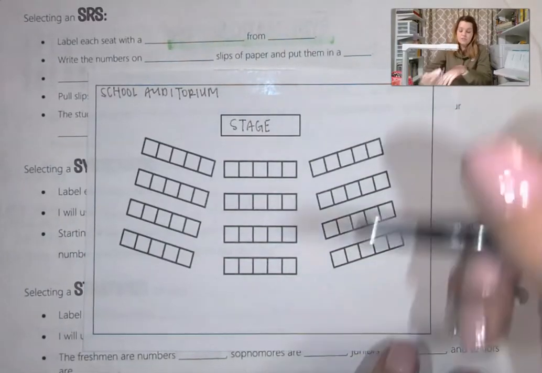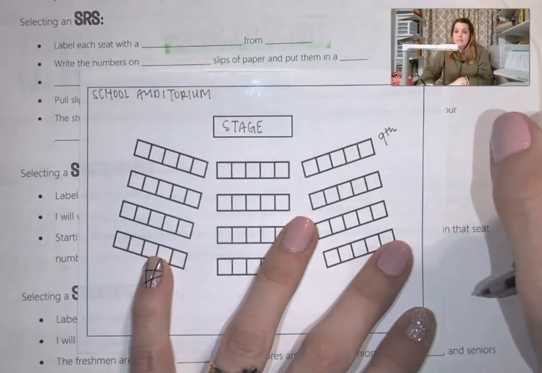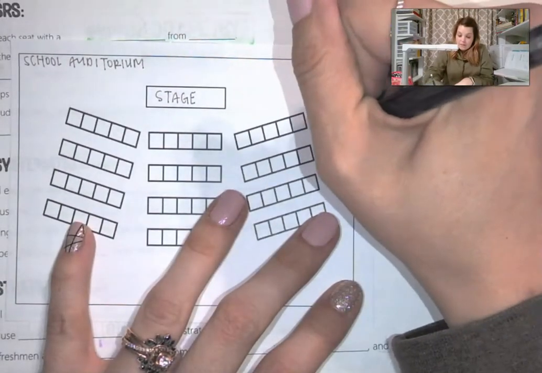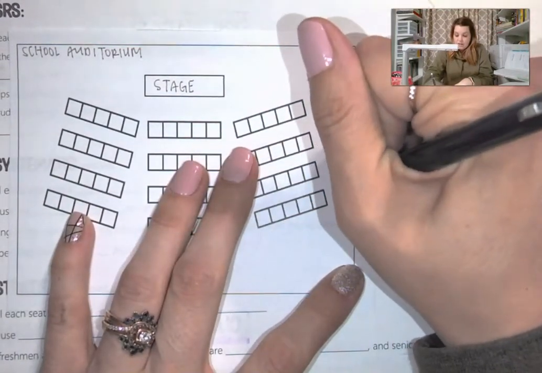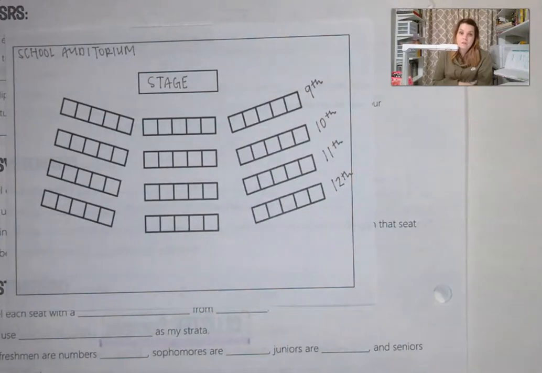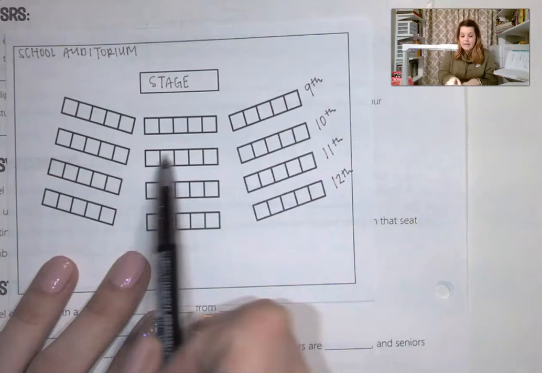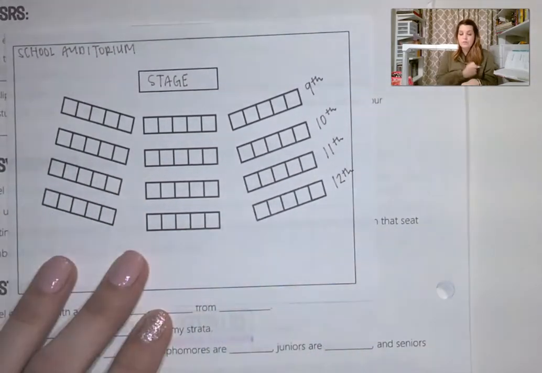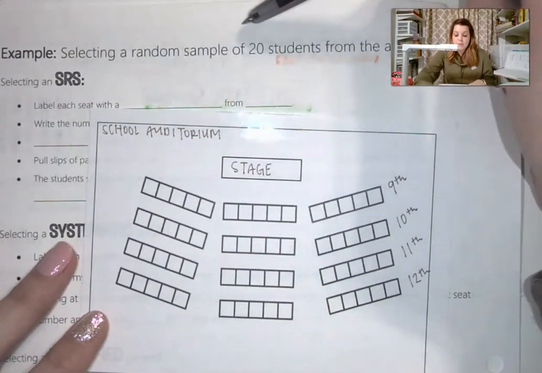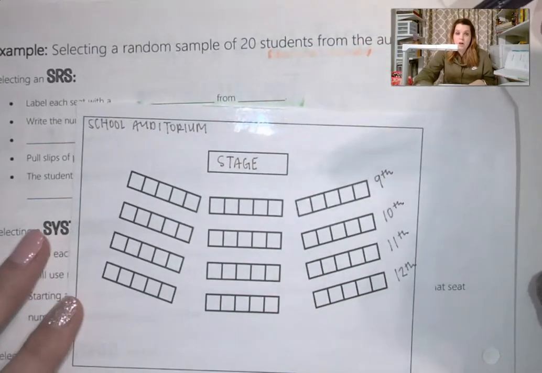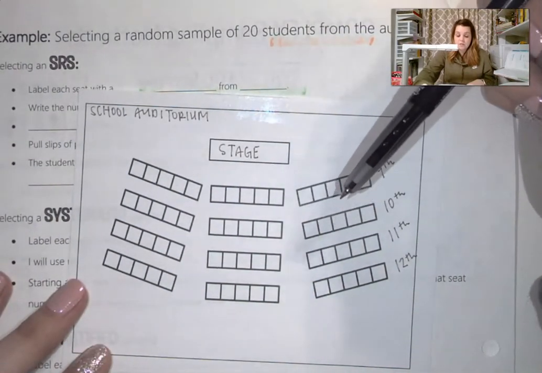In this particular case, we are going to have all of our 9th graders sit in the front row. 10th graders will sit in the second, then 11th graders, then 12th graders. So all of our 9th graders are sitting on this row. 10th, 11th, 12th. We are going to walk through taking a random sample of 20 students from the auditorium. So we're going to take a sample of 20 of these students.